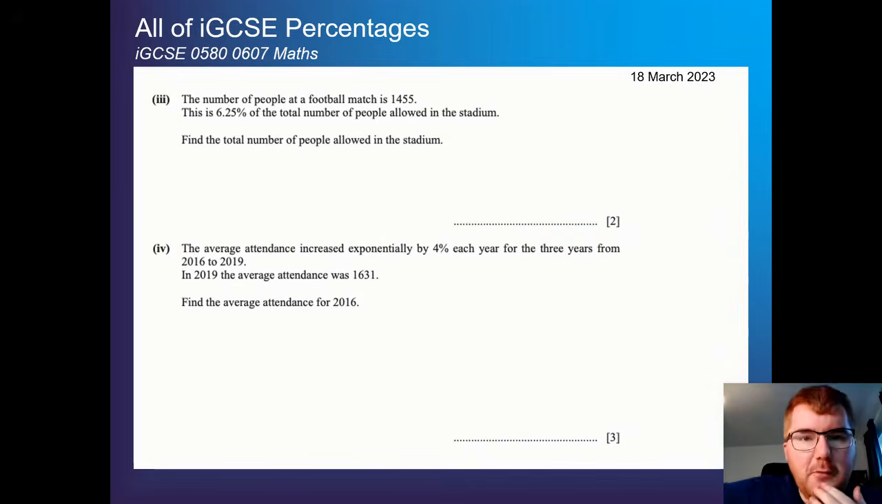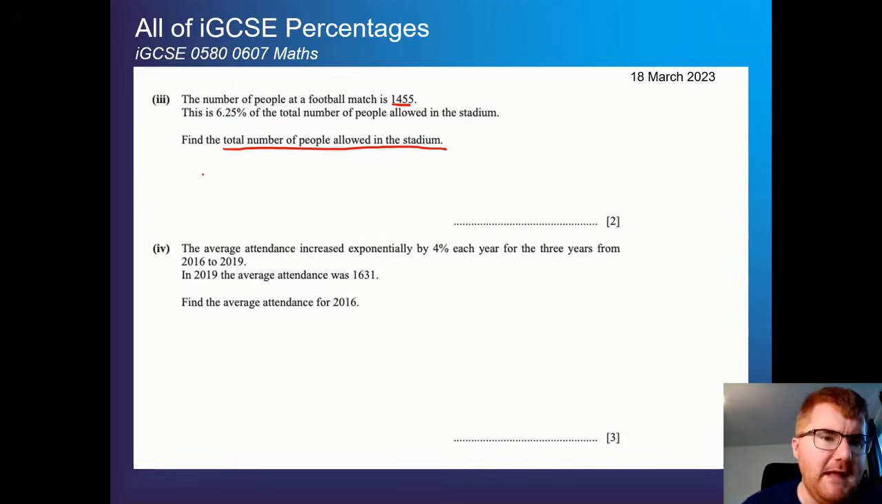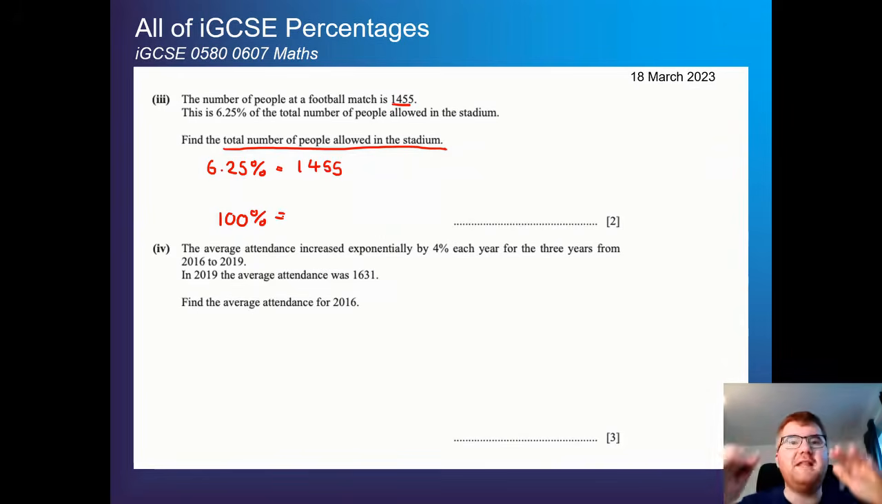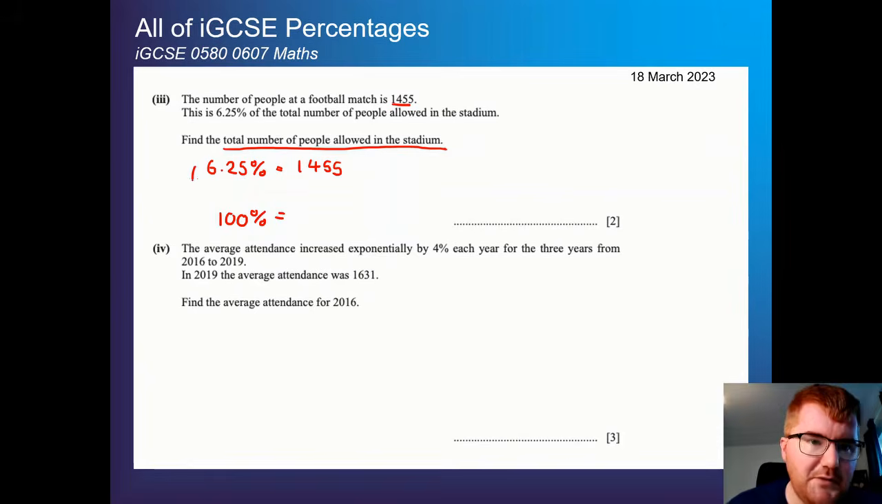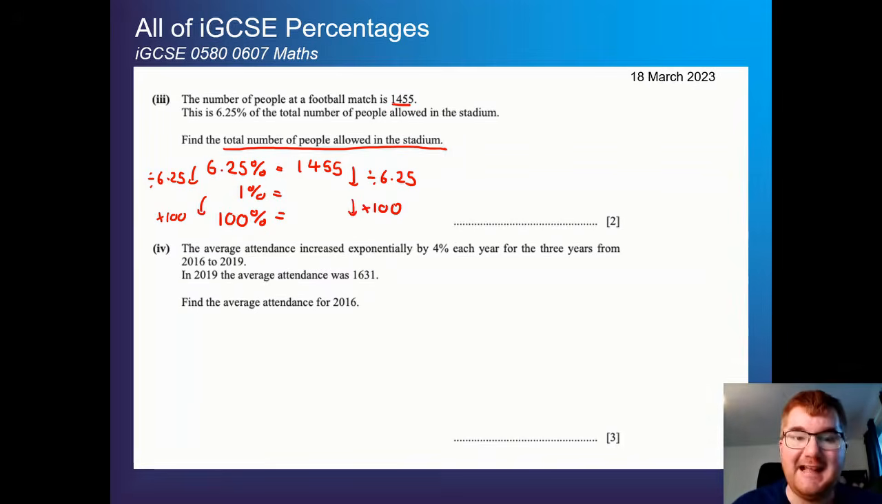And the number of people at a football match is 1,455. This is 6.25% of the total number of people allowed in the stadium, and we want to find how many people are in the stadium. That means we have 6.25% is equal to 1,455. We want to find 100%. Again, we've got that three-step procedure. So we want to find 1%, so we divide by 6.25 on both sides. That gives us the 1%, and then we times by 100. This method works again and again and again.